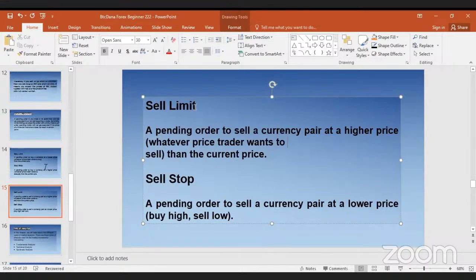Okay, your market is not yet executed where you use a sell limit. You are going to set the point where you want your market to execute from, where you want it to start selling from. Okay, then we have the sell stop. Sell stop is also the opposite of buy stop.